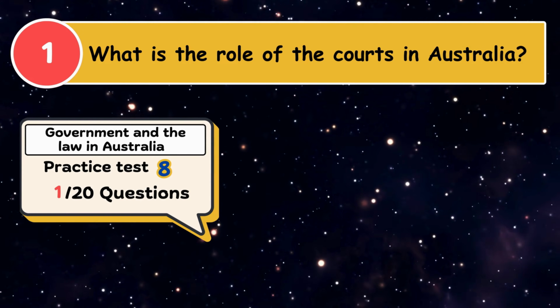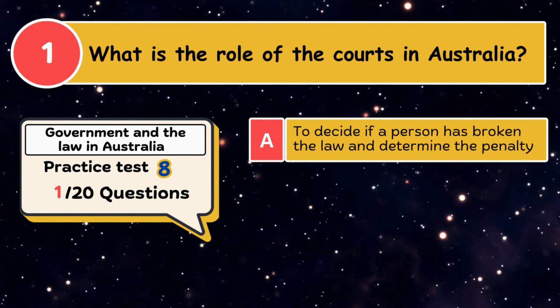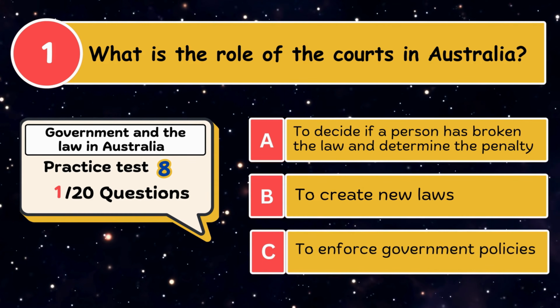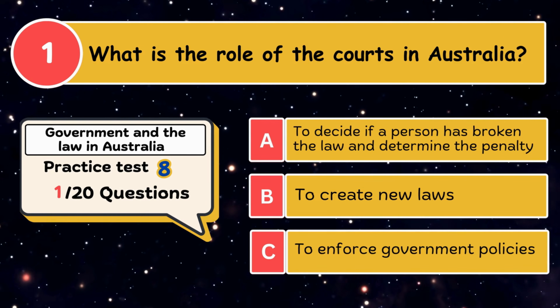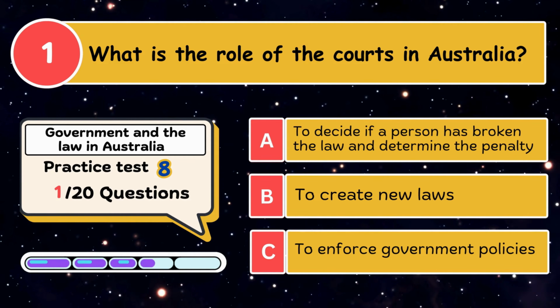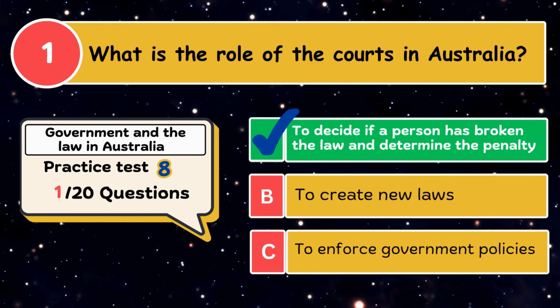What is the role of the courts in Australia? A. To decide if a person has broken the law and determine the penalty. B. To create new laws. C. To enforce government policies. The correct answer is to decide if a person has broken the law and determine the penalty.